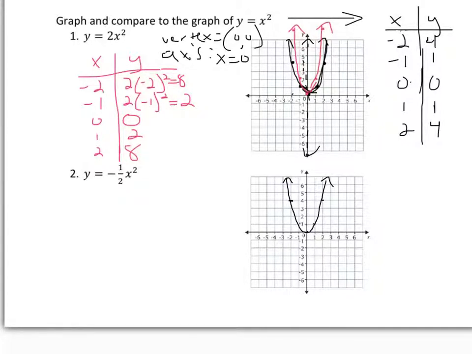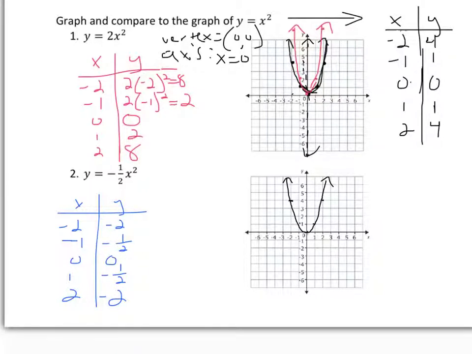Keep that in black. Now to do y equals negative 1/2 x squared, I need to make an xy table. Okay, so fill out our y's. Negative 2 squared is positive 4, and positive 4 times negative 1/2 is negative 2. All right, negative 1 squared is 1, so we'll have a negative 1/2 in here. 0 squared still gets us 0. Then we'll have a negative 1/2 and negative 2. Okay, so we'll fill this out.